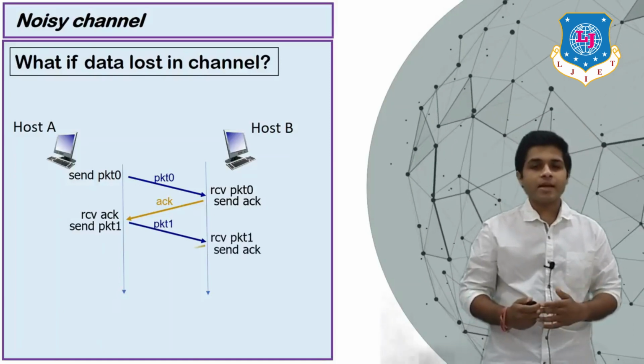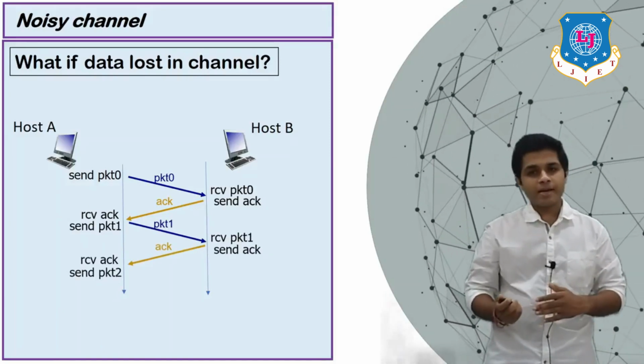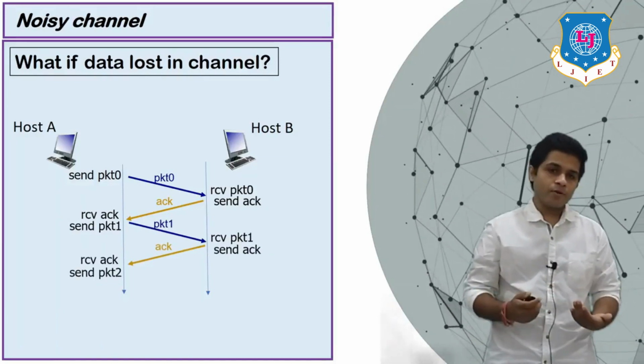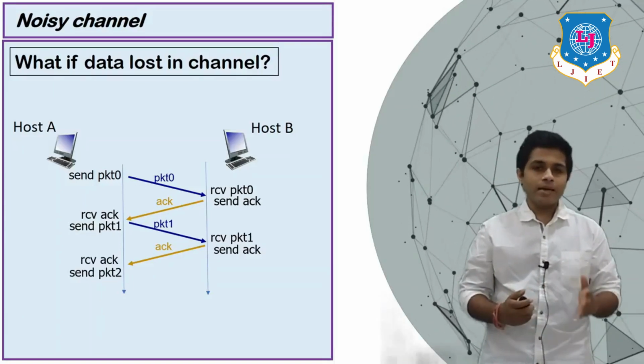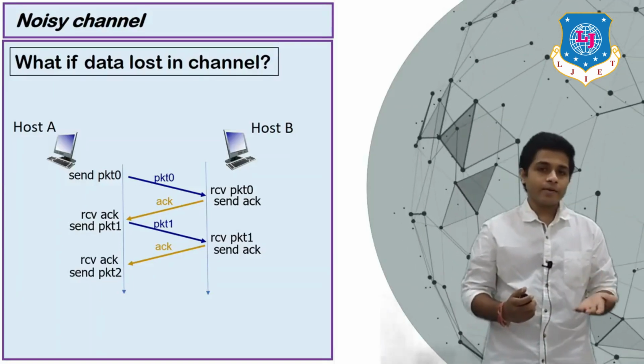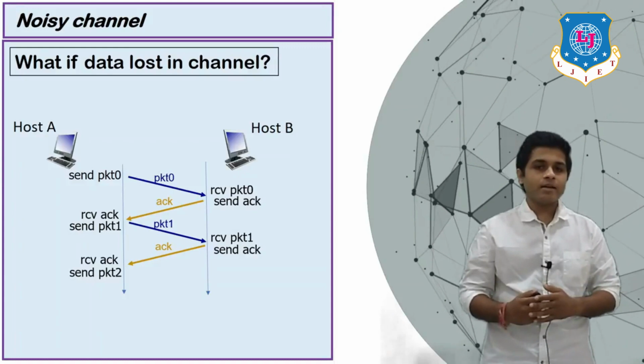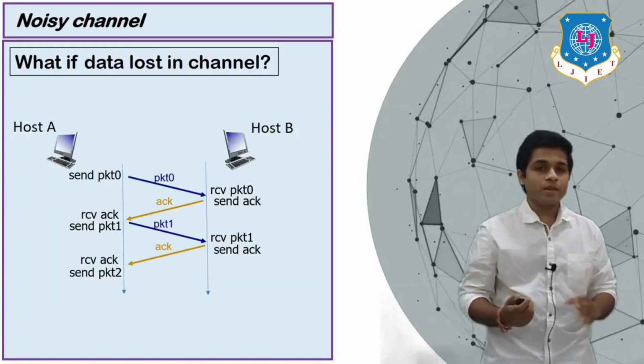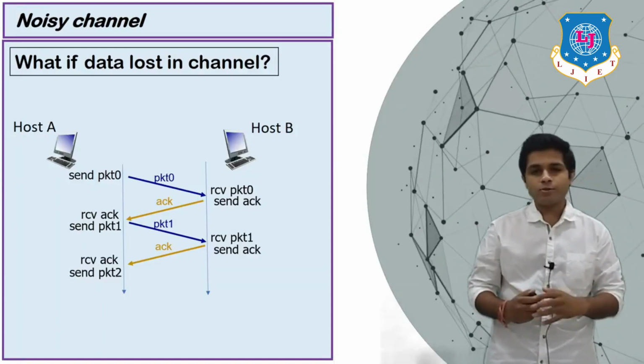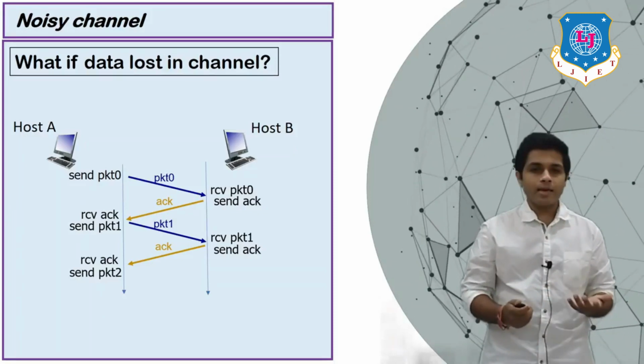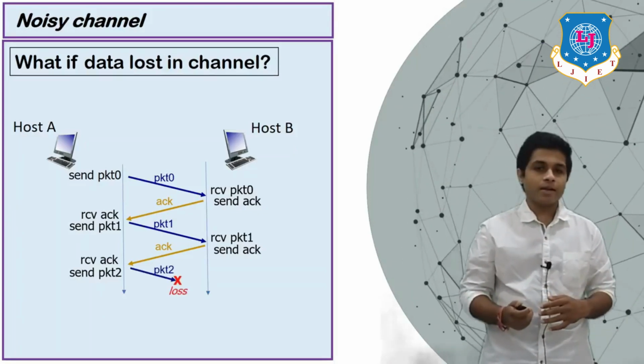So A will send the packet 1. B will receive the packet 1. It will send the acknowledgement for the packet 1. So when A receives the acknowledgement, it knows that packet 1 is received successfully by B. Now I have to send the packet 2. So A has sent the packet 2.